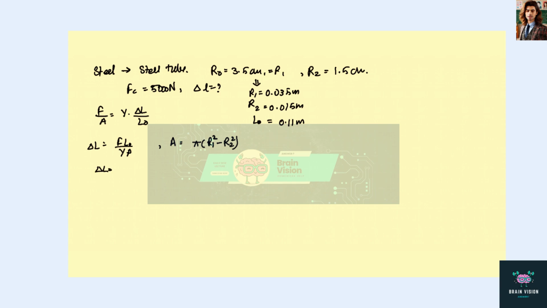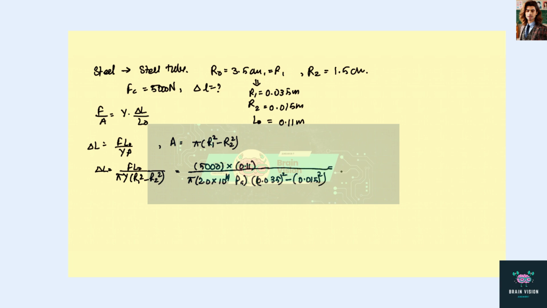Substituting this, the change in length expression will become F L naught by pi Y into R1 square minus R2 square. Substituting the values, here compressive force is 5000 Newton multiplied by 0.11 meter divided by pi into Young's modulus, which is 2.0 into 10 raised to the power 11 Pascal, multiplied by 0.035 whole square minus 0.015 whole square. The change in length of the steel tube when compressed is 8.8 into 10 raised to the power minus 7 meter.